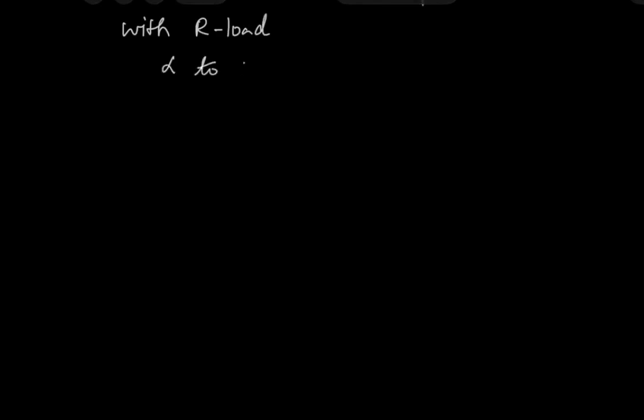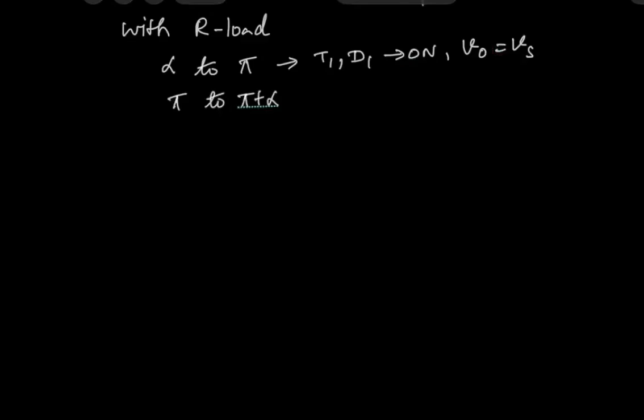At alpha, we will trigger T1. Once we trigger T1, T1 and D1 will be in the on condition. And during that period, we can write the output voltage V0 as Vs. Then at pi, T1 is turned off. And from pi to pi plus alpha, there will not be any device conducting. So V0 will be 0.